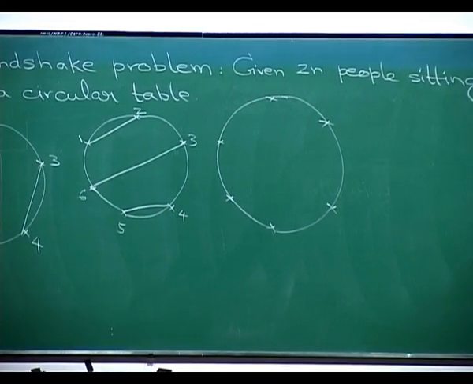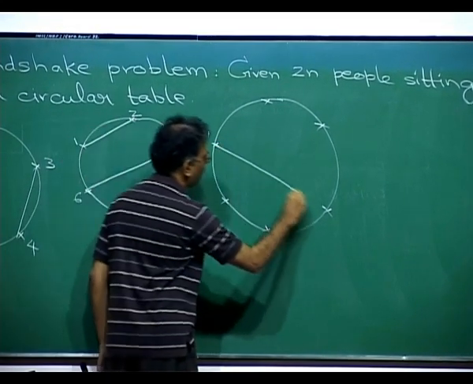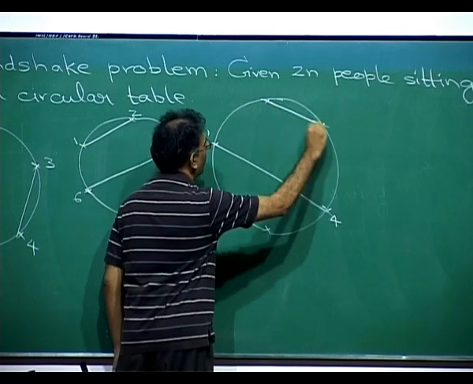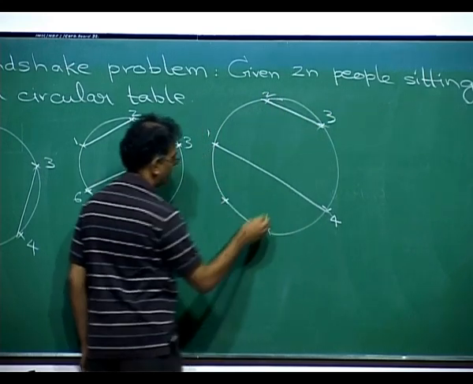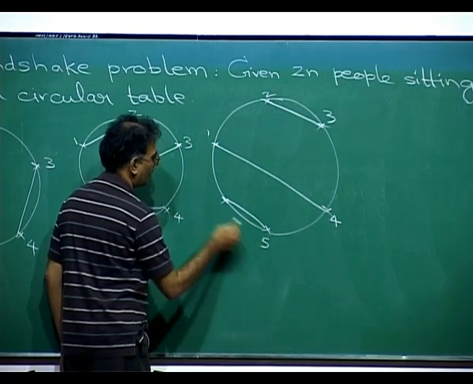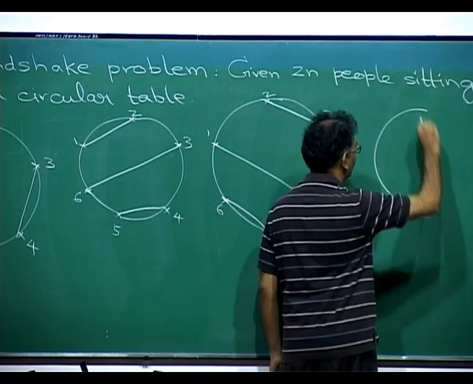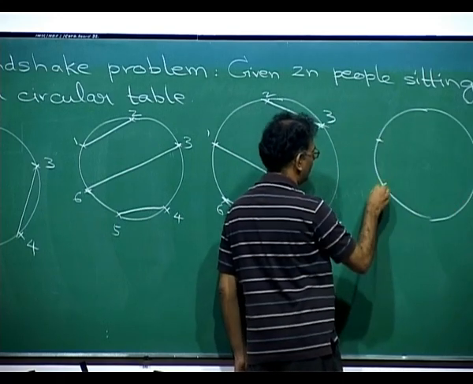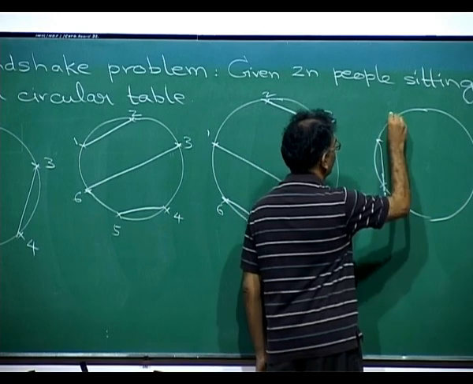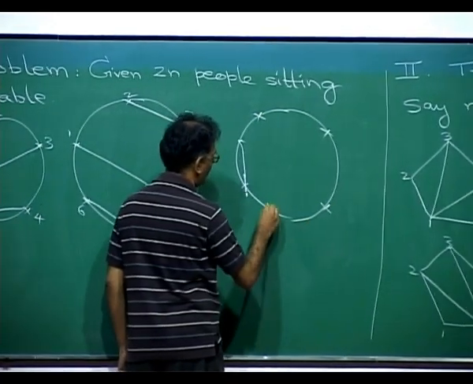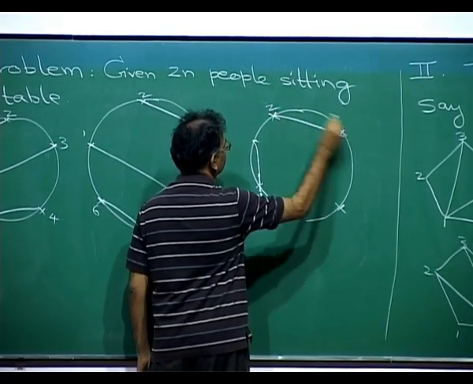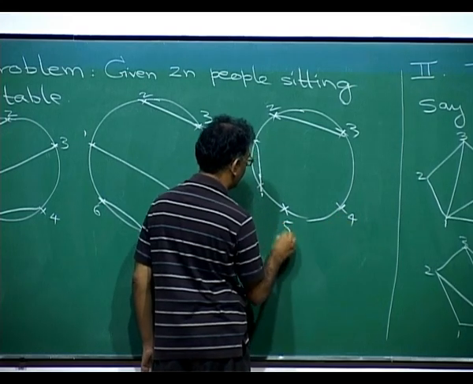Or then maybe 1 shakes hands with 4, 2 with 3, 5 with 6, or maybe 1 with 6, 2 with 3, and 4 with 5.